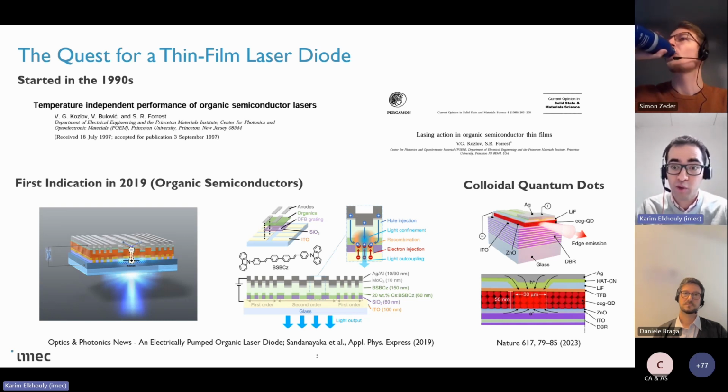organic semiconductor laser. And it was very unstable, and it has many fundamental limitations.